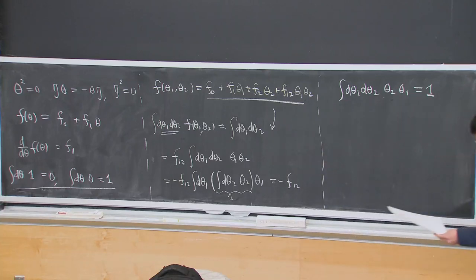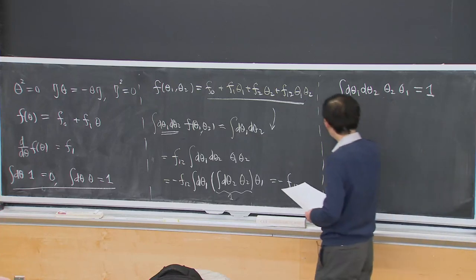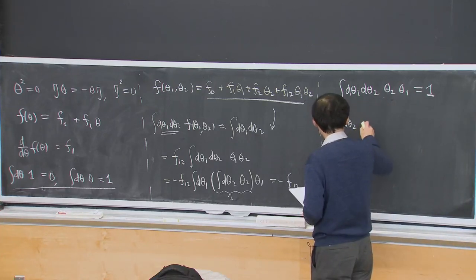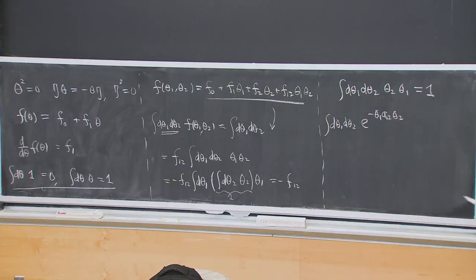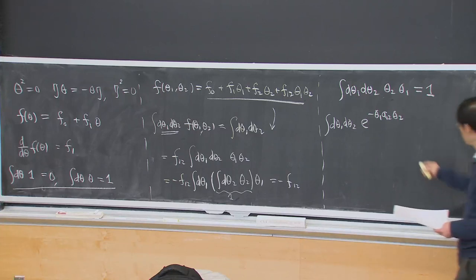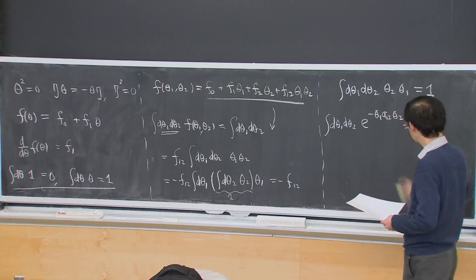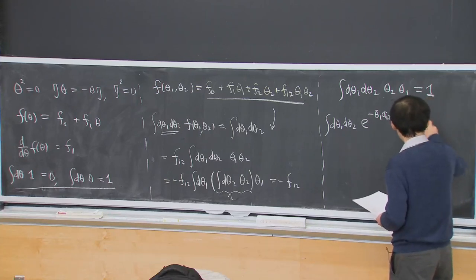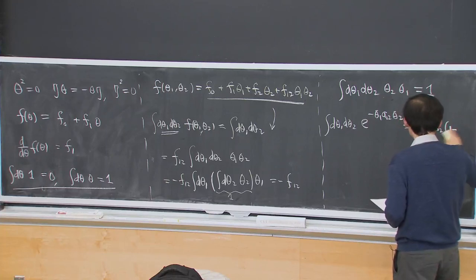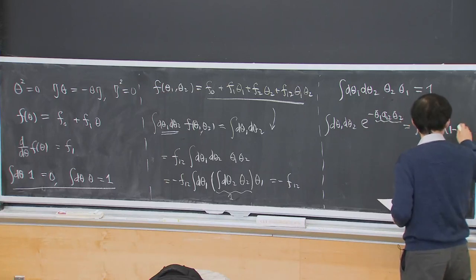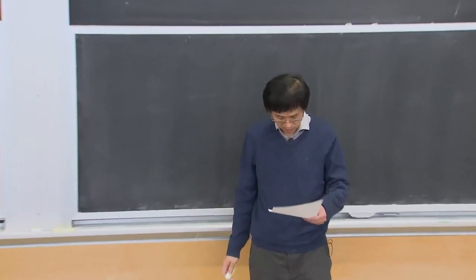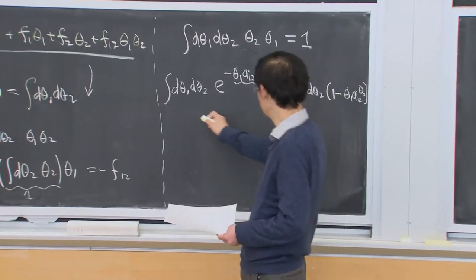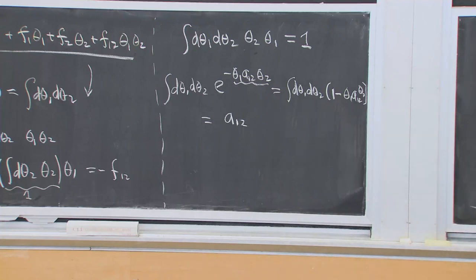Now we can look at a slightly more complicated integral: the Gaussian. Let's look at such a Gaussian integral. It looks complicated, but of course it's simple because when you expand it, there's only a single term left. This is just the integral d theta 1 d theta 2 of 1 minus theta 1 a12 theta 2, because the next term in the Taylor expansion will give you zero, as it involves theta 1 squared or theta 2 squared. Now if you use this rule, you just get a12.